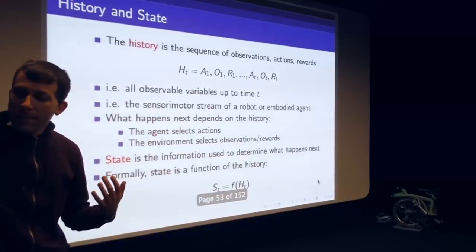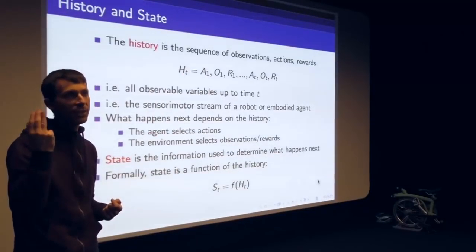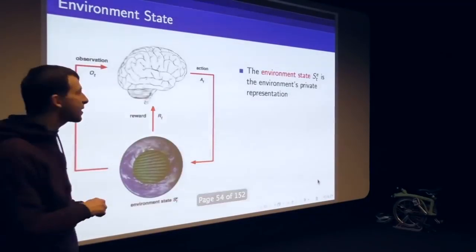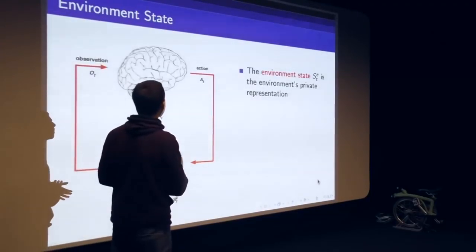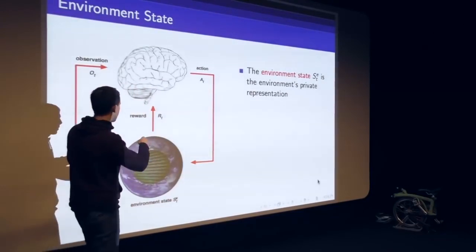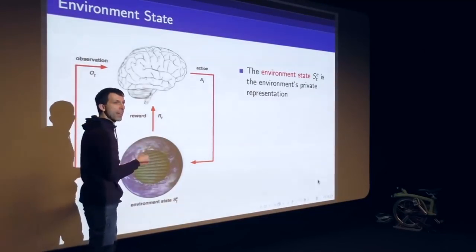Okay. But there's many different definitions of state, and what I want to pick apart now is at least 3 different definitions of state to understand what they really mean and how they relate to each other. So the first definition is what we call the environment state. So the environment state is basically the information that's used within the environment to determine what happens next.